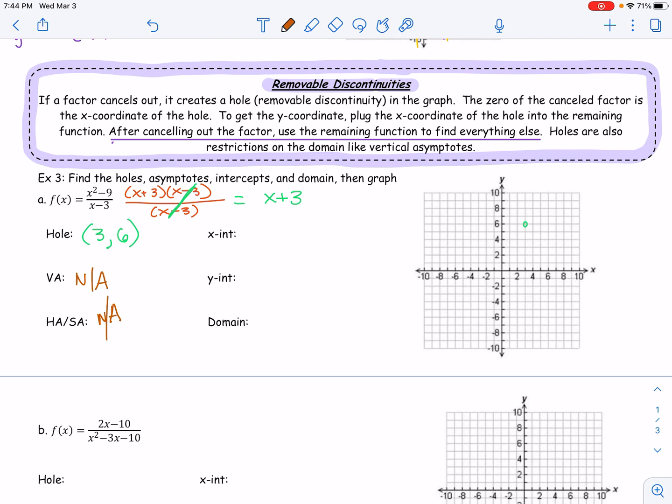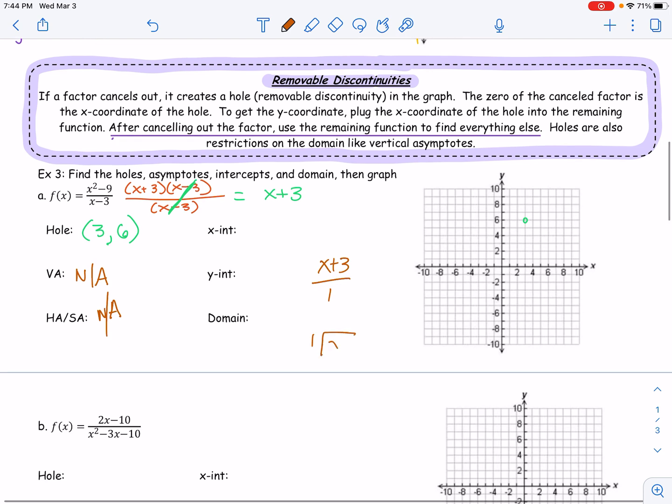Even if you want to think of this as x plus 3 over 1, that would be top heavy, and that technically would be 1 degree higher, but x plus 3 divided by 1 is just itself. It's just x plus 3. So that means the slant asymptote would be the actual function. We don't want to get ahead of ourselves there, okay?